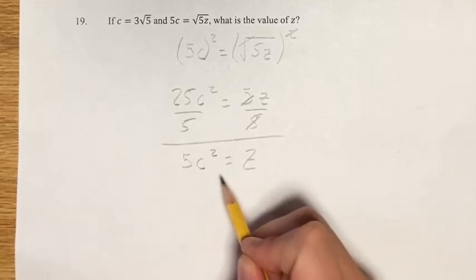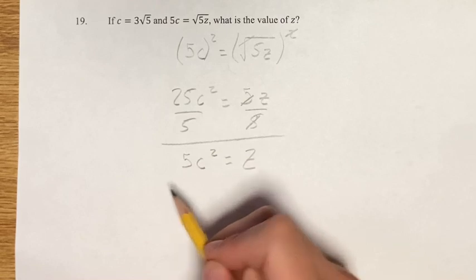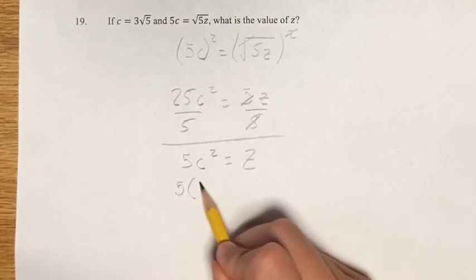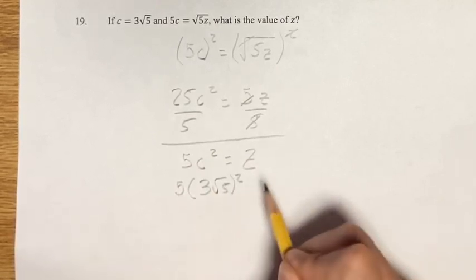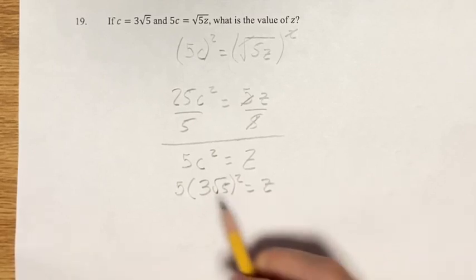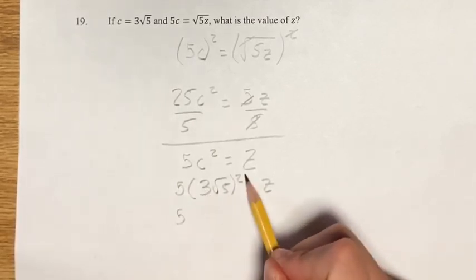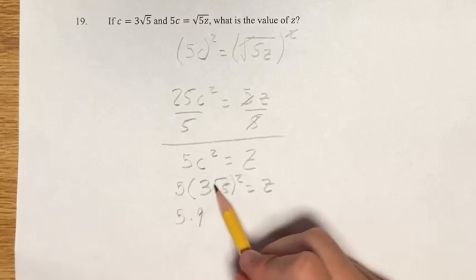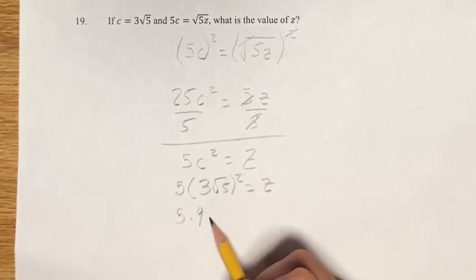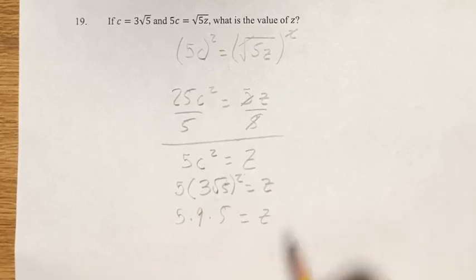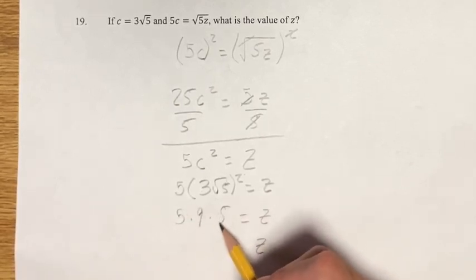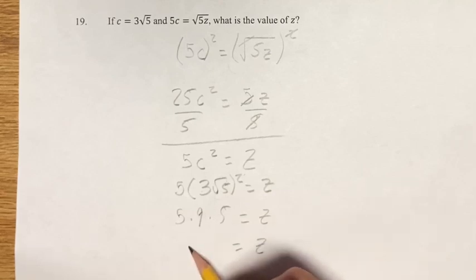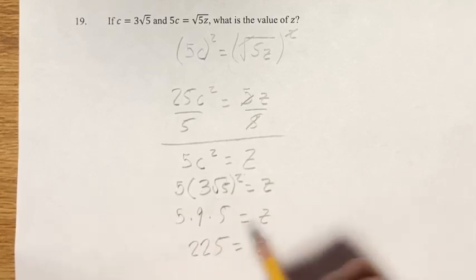To solve for z, we have to put in our value of c, which is 3 root 5. So we have 5 times 3 root 5 squared is equal to z. So this is 5 times 3 squared, which is 9, times the square root of 5 squared. The square root of something squared is just the thing itself, so times 5 is equal to z. So z is equal to 5 times 9 times 5, which is 225.